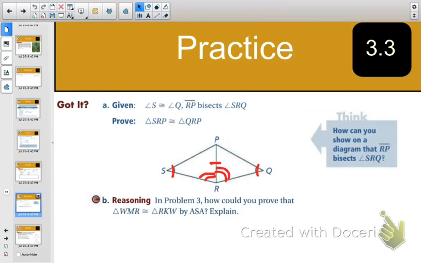Okay, so we can prove these two triangles are congruent by, we have our angle, we have another angle, and then we have the side that they share. Angle, side. So these two are congruent by angle, side. Okay, not angle, side, angle.